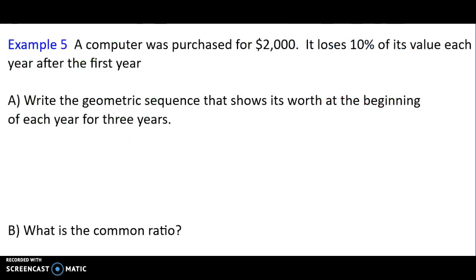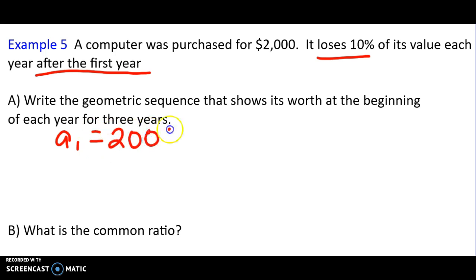Okay, for the last example, we're going to do a story problem here. So we purchase a computer for $2,000. It loses 10% of its value each year after the first year. So we're going to write a geometric sequence that shows its worth at the beginning of each year for 3 years. So at the beginning of the first year, it's still worth $2,000. It doesn't lose its value until after that.